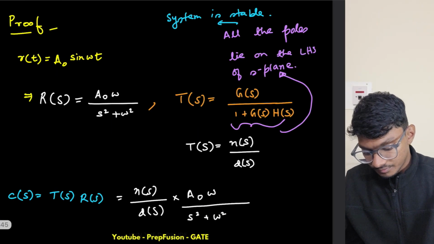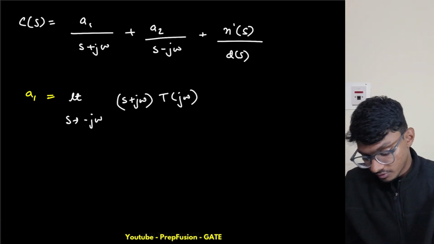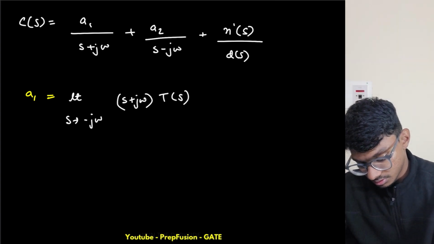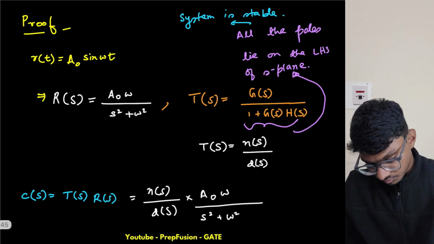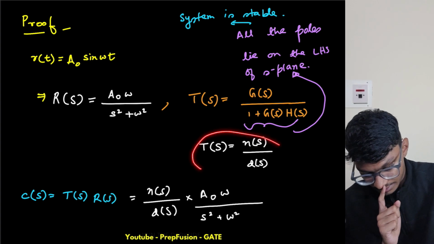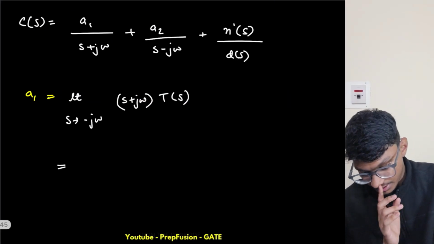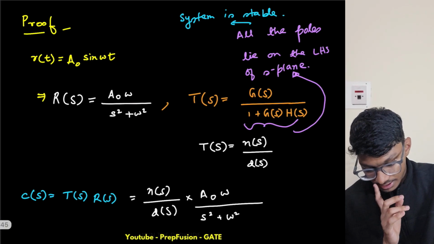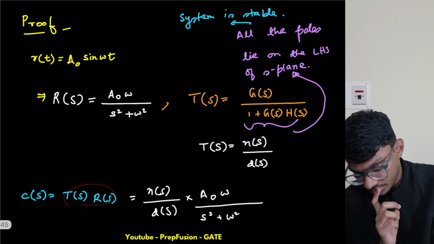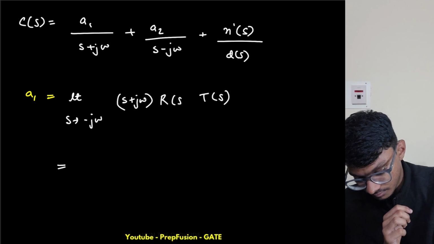So what is my T of j omega? Sorry, not T of j omega, this is T of s. So what is my T of s equals to? T of s is equals to this one, and I don't know the value of this one, so I'll just keep my T of j omega as it is. But I am missing one more term, sorry. This is R of s into T of s.